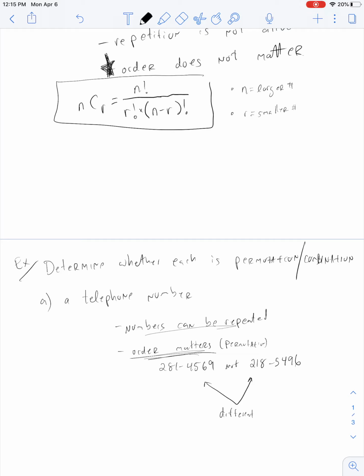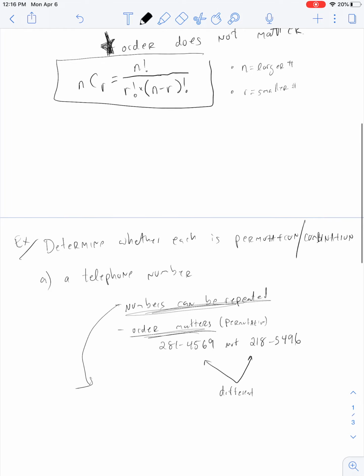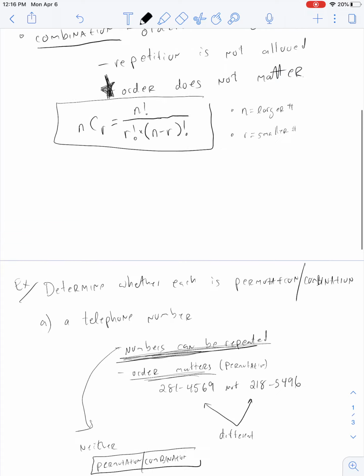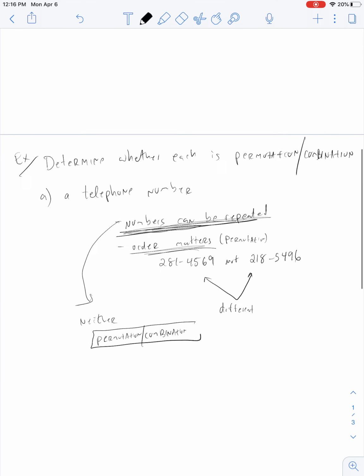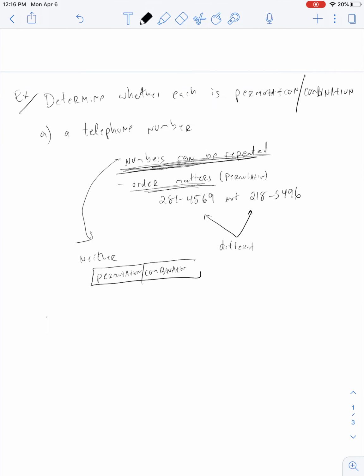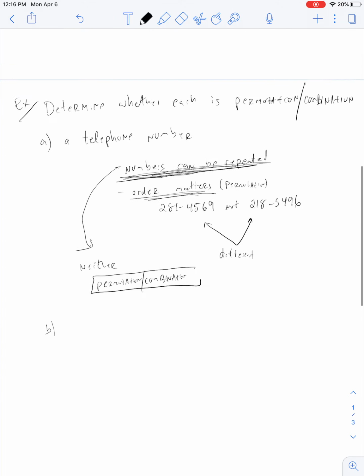But because of the fact that our numbers can be repeated, this is key. This is telling us that it's neither permutation or combination. Once again, it's because these numbers can be repeated. Because for permutation, repetition is not allowed. Example B.